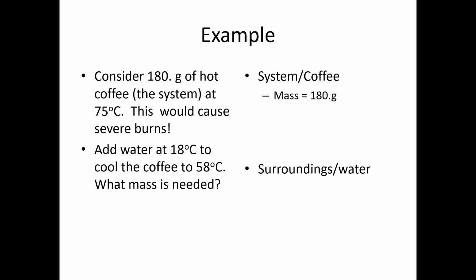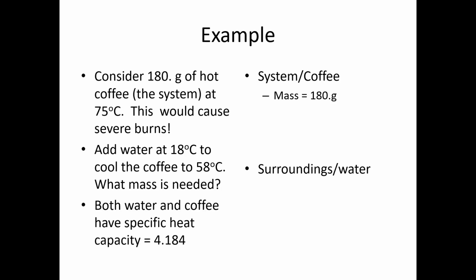So we know we have 180 grams of water. For the heat capacity, we're going to assume, since the coffee is also made up of water, that it's going to be 4.184. Okay? But we do have to pay attention to what the substance is. So since coffee is mostly water, that'll work. So heat capacity is 4.184. The final temperature that we want is going to be 58, and the initial temperature is 75.